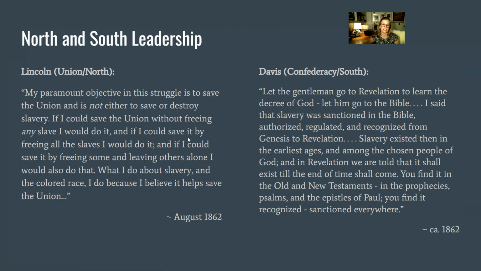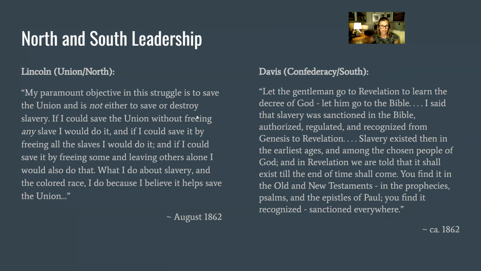Meanwhile, in the South, you have Jefferson Davis, who's the president of the Confederacy. He has a completely different approach to this. He says, quote, "Let the gentleman go to Revelation, that's a book in the Bible, to learn the decree of God. Let him go to the Bible. I said that slavery was sanctioned in the Bible, authorized, regulated, and recognized from Genesis to Revelation. Slavery existed then in the earliest ages and among the chosen people of God. And in Revelation, we are told that it shall exist until the end of time shall come. You find it in the Old and New Testaments, in the prophecies, Psalms, and the epistles of Paul. You find it recognized and sanctioned everywhere."